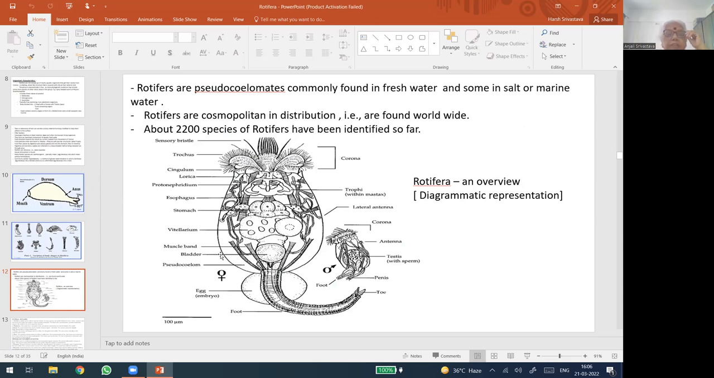In morphology too we see variations, but the gonad is always single. If it is a female there is a single ovary, if it is a male there is a single testis. And this is the digestive part, this is the trophi region, this is the trophi within the mastax, this is the pharynx. These detailed structures we will see when we do the digestive system.